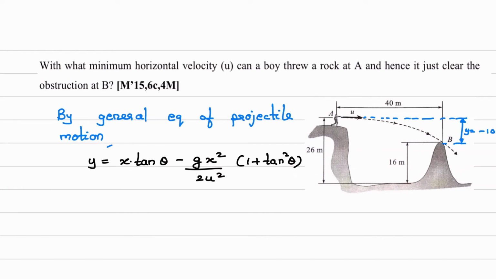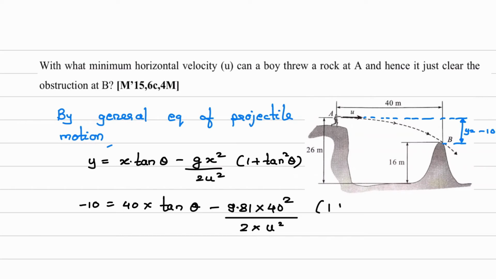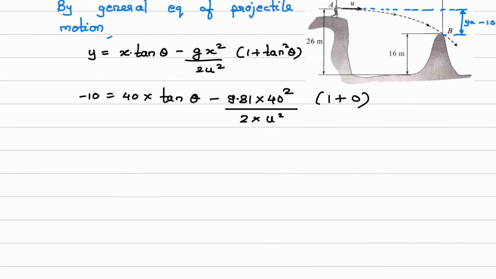So y is minus 10 equal to, what is the x distance? x is 40. So x is 40 into tan theta. What about the angle? The angle of this velocity with respect to horizontal is 0, so tan 0 will be 0. Minus g, which is 9.81, into x square, 40 square, divided by 2 into u square, in bracket 1 plus tan square theta. So from here we can calculate u square.